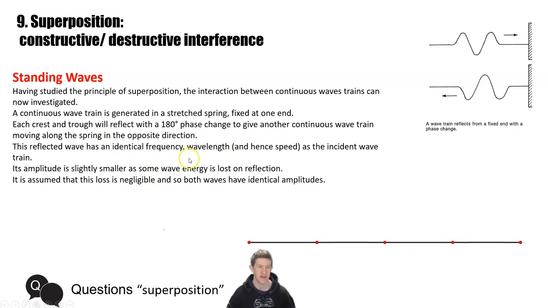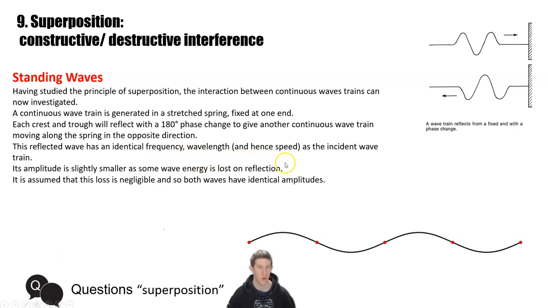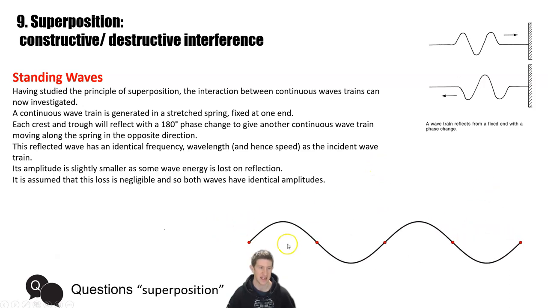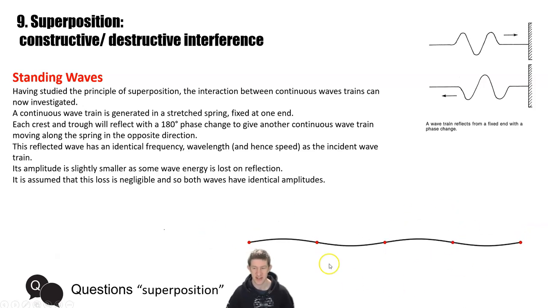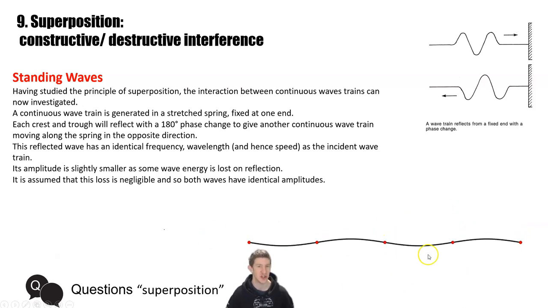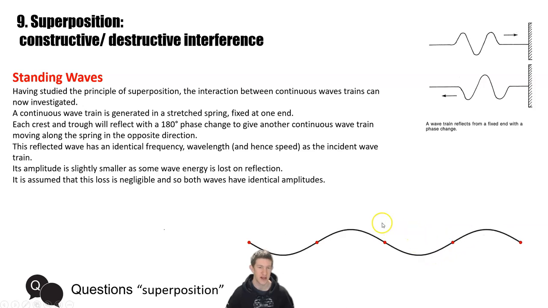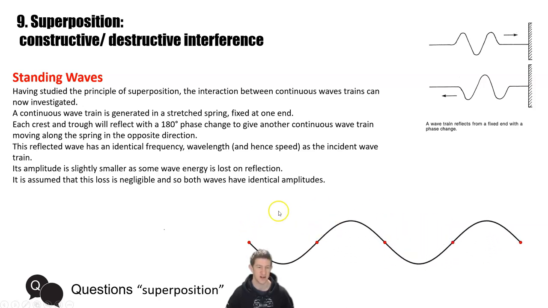Given that the reflected wave has identical frequency, wavelength, and speed, this is why we get this standing wave pattern. The amplitude realistically would be slightly smaller on the reflection, as we're losing energy both on the rebound and over distance. In these representations and a lot of the simulators, you can change how much we lose, but we generally say it's fairly negligible, so that most waves have an identical amplitude.